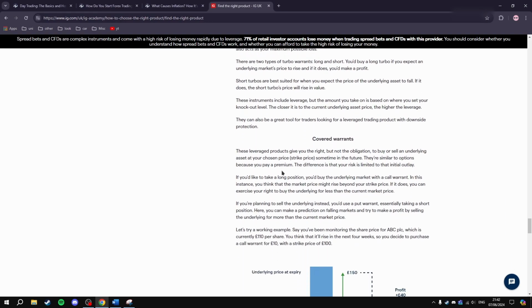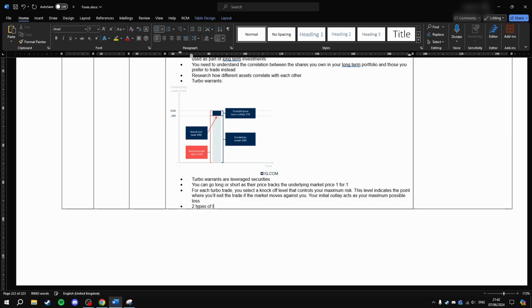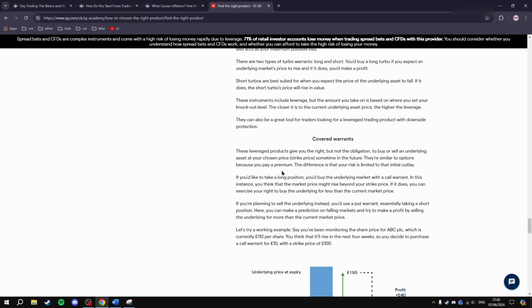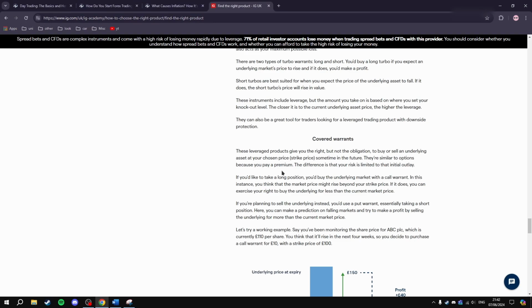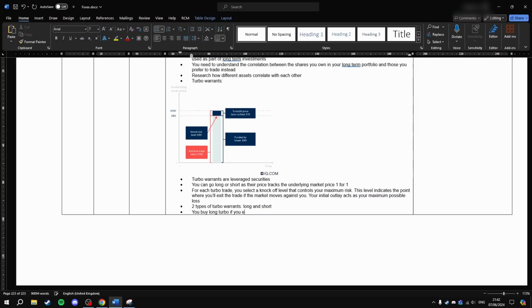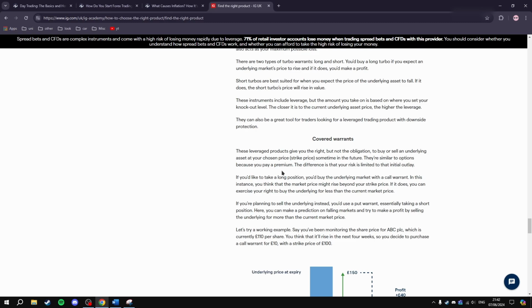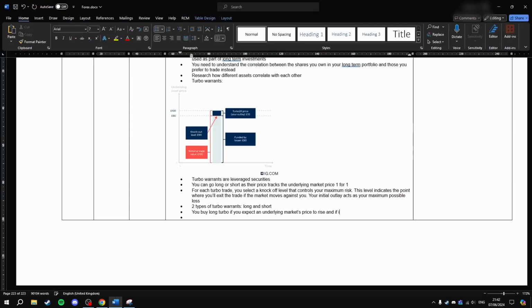There are two types of turbo warrants, long and short. You buy long turbo if you expect the underlying market's price to rise, and if it does, you make a profit.